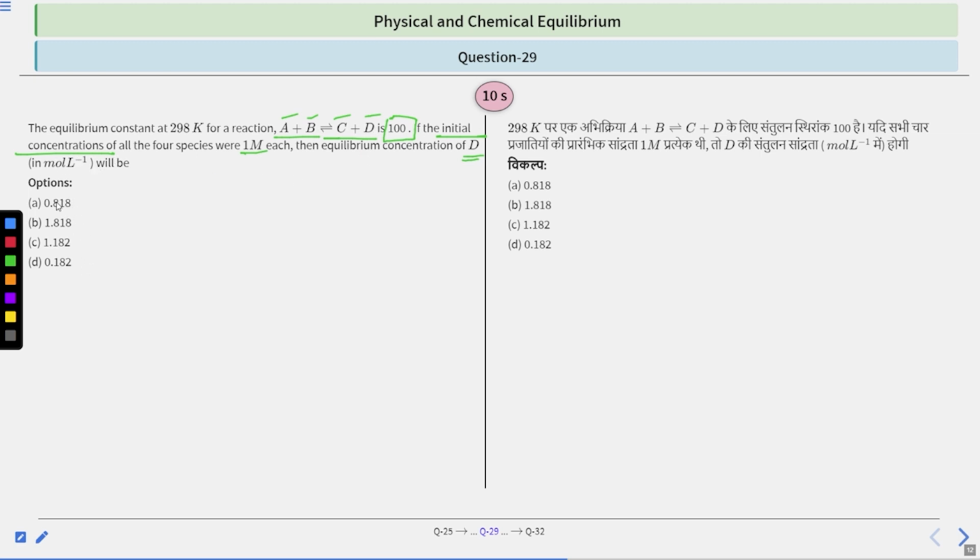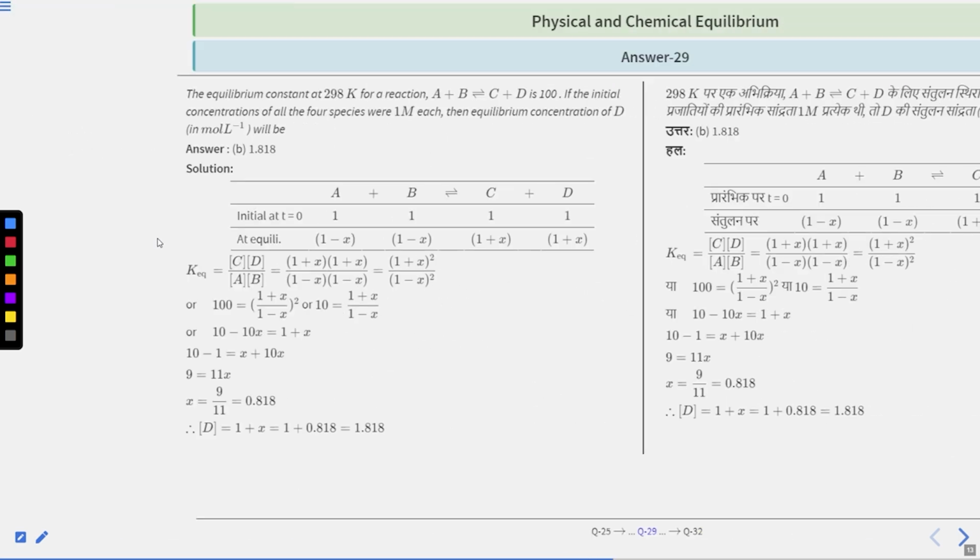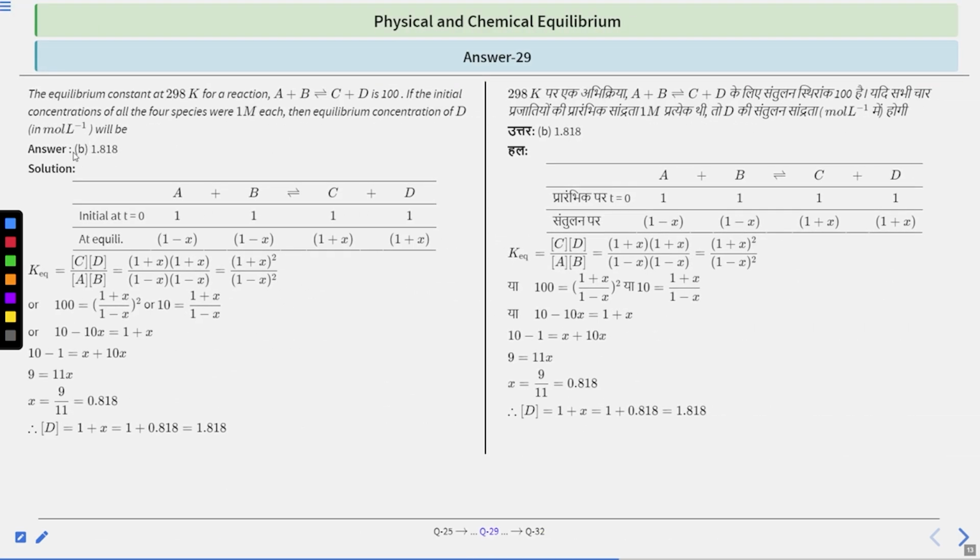Options are 0.818, 1.818, 1.182, or 0.182. So you have 10 seconds to solve this question. After that, we will see the answer. Okay, so the correct option is option B, that is 1.818.